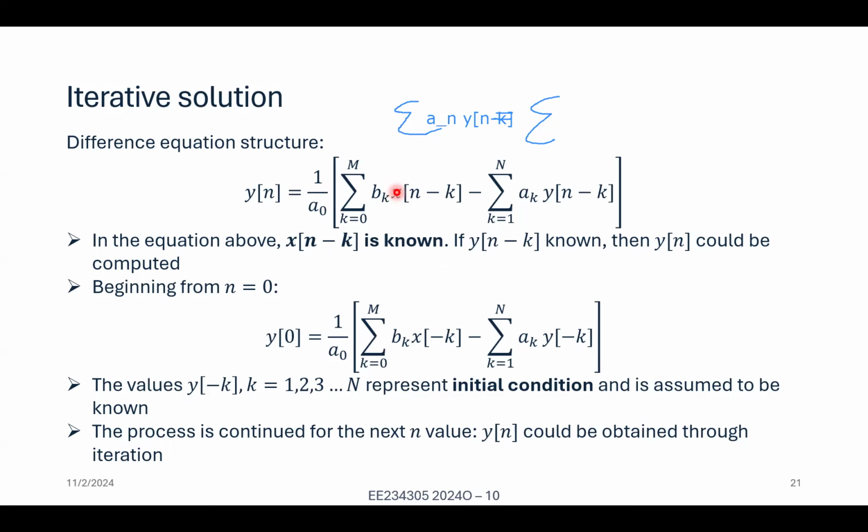And we can compute that beginning from n equals 0. We need some initial conditions. Since initial conditions are usually assumed to be known, then it should not be a problem. And then the process continues for the next n values. The value yn here could be obtained through iteration.